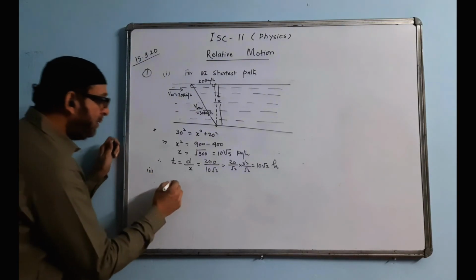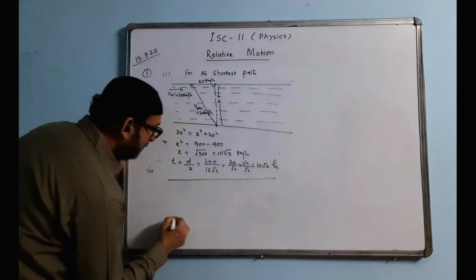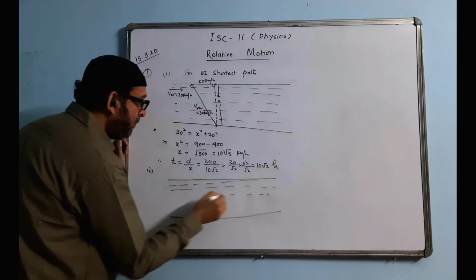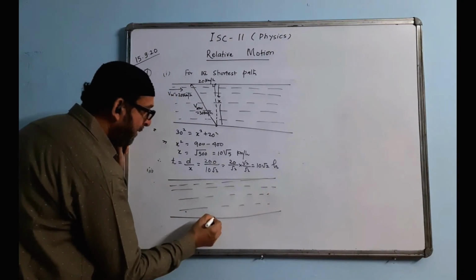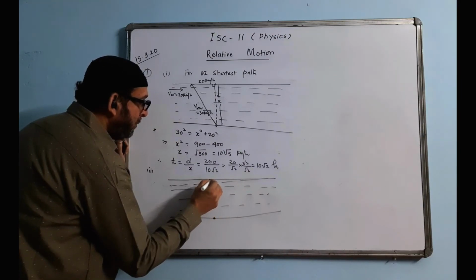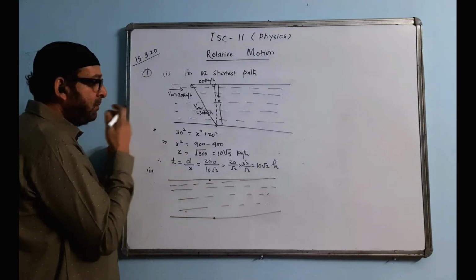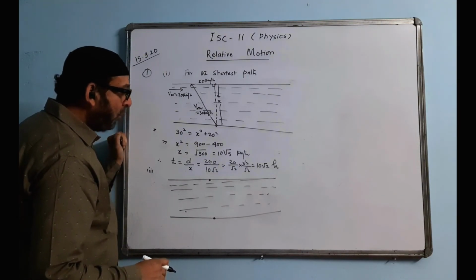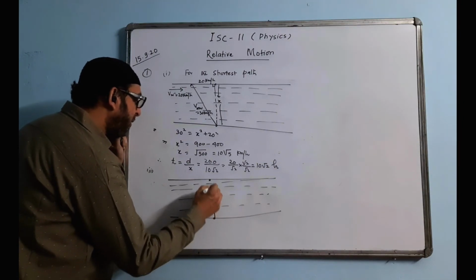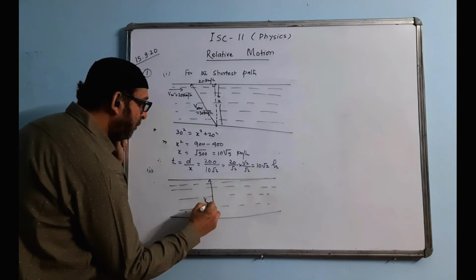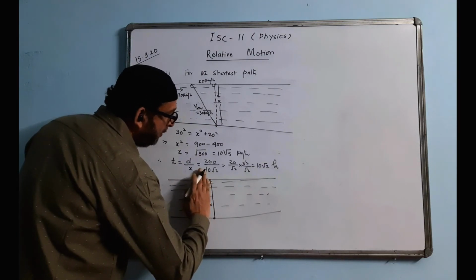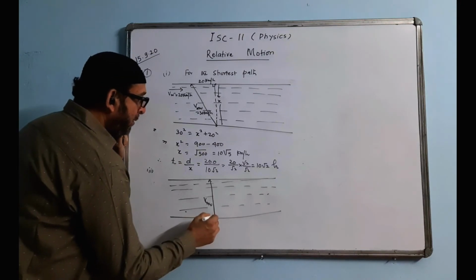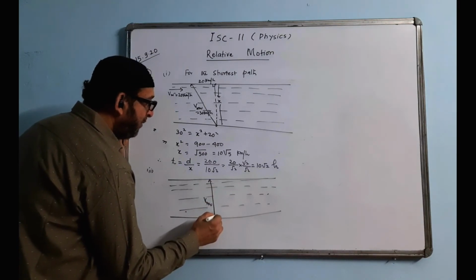Answer for the second part. This is the river. The man is here. Now the man has to reach the other side of the river, but in the shortest time he must start this way. He must start swimming this way, VMW. Then the man will be pushed by the current and will reach somewhere here in the shortest possible time.